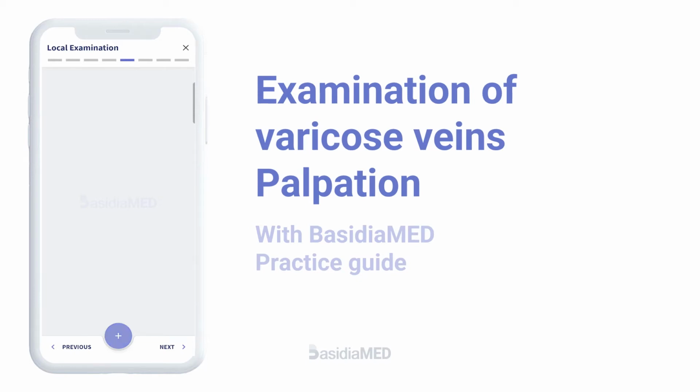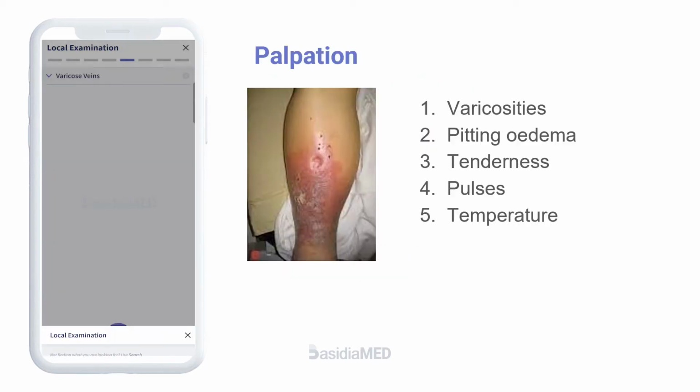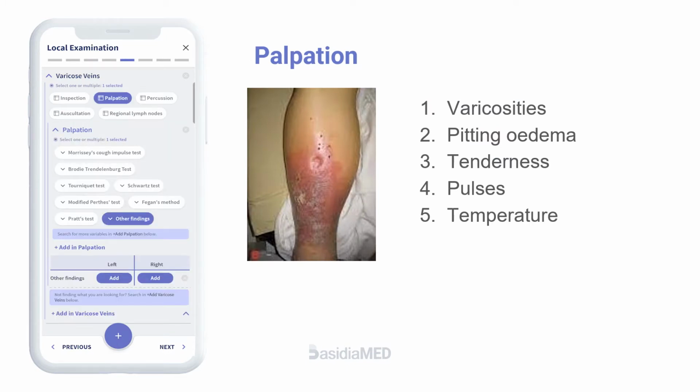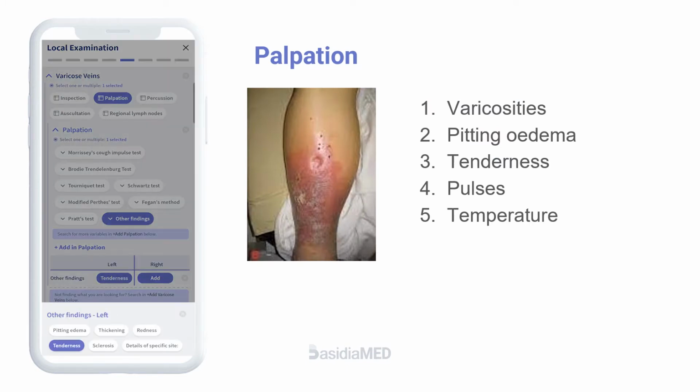Examination of varicose veins, palpation. Varicose veins are palpated along the entire length. Tender and cord-like varicosity indicates thrombophlebitis. Look for pitting edema. Lower limb pulses, femoral, popliteal, posterior tibial, and dorsalis pedis, are assessed.